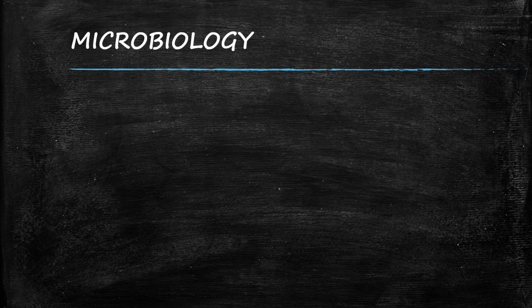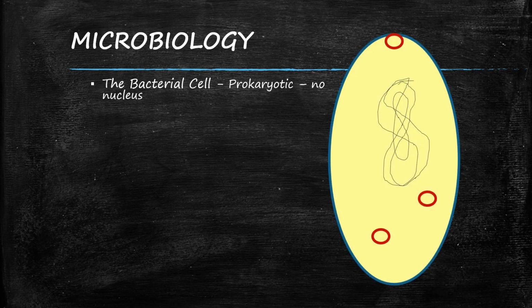So in microbiology, we're going to be learning first of all about the bacterial cell. Now, all bacterial cells are prokaryotic. They have no nucleus, so they don't have a true nuclear membrane-bound collection of DNA and RNA like your cells and mine do. Instead, they have no true nucleus.